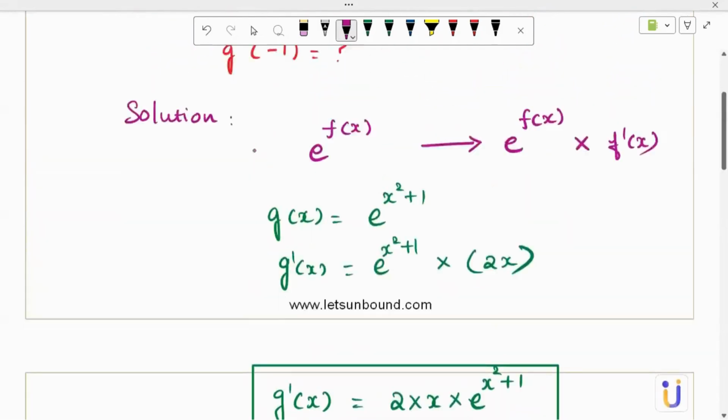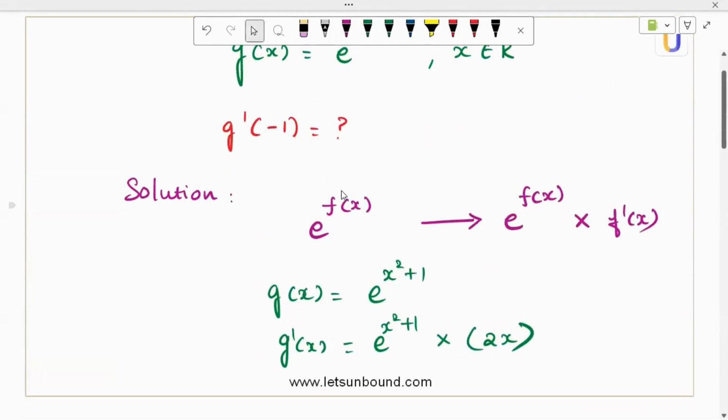So just the e power f of x exponential differentiation needs to be known. Then the rest of everything is simple.